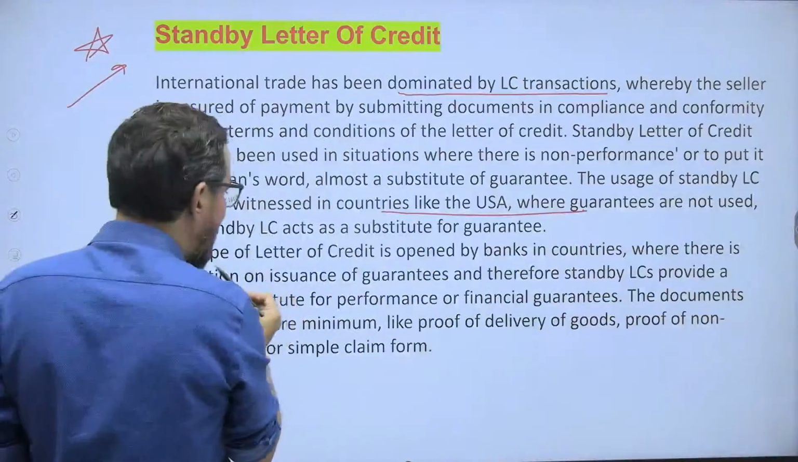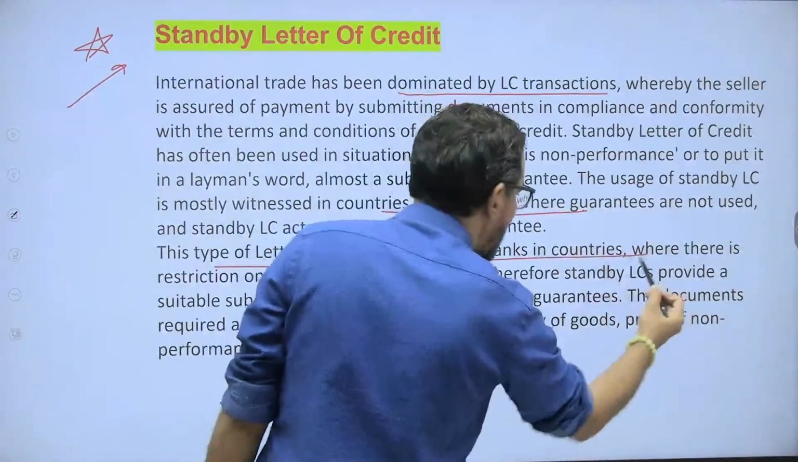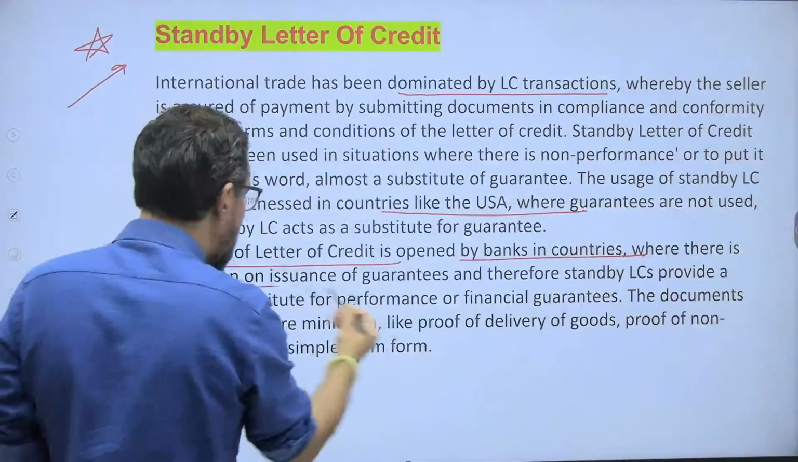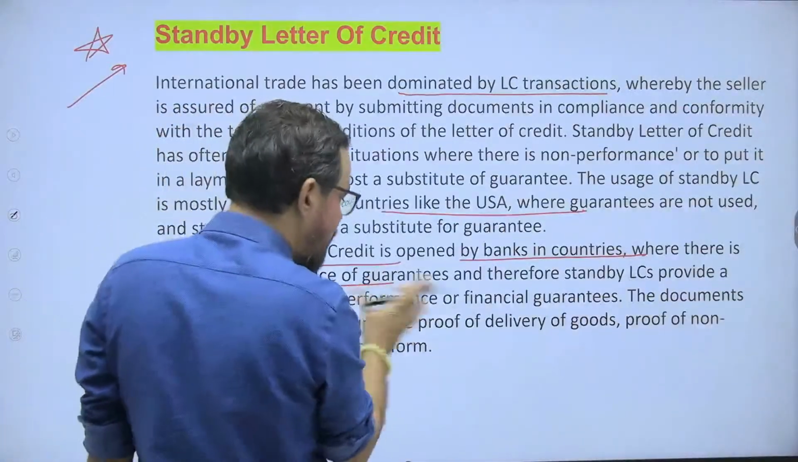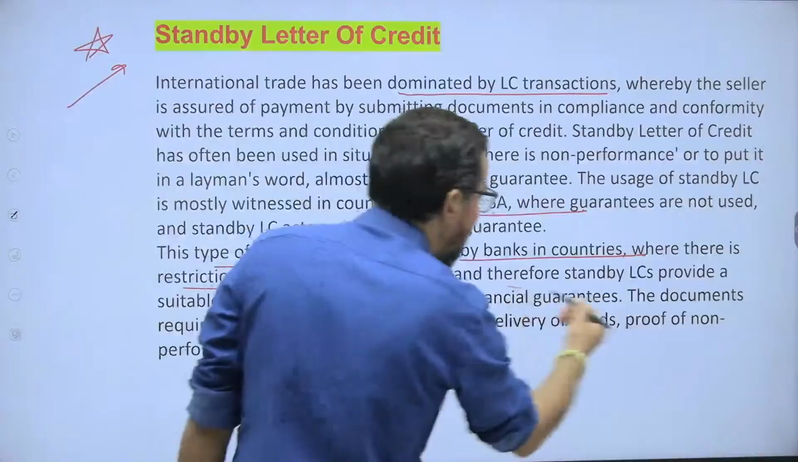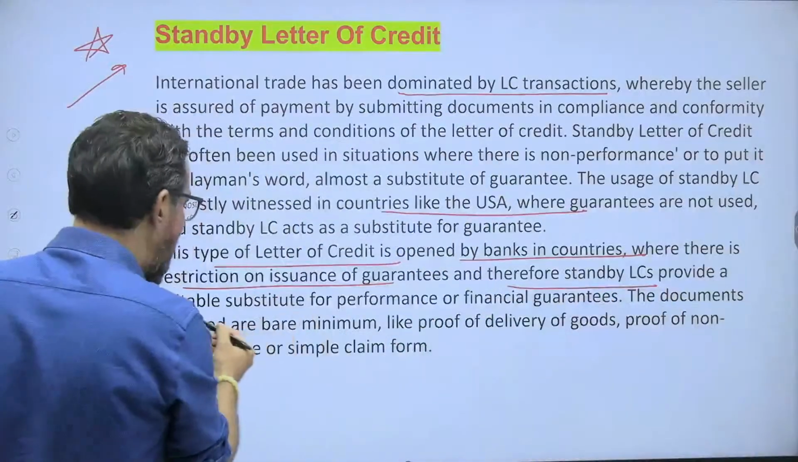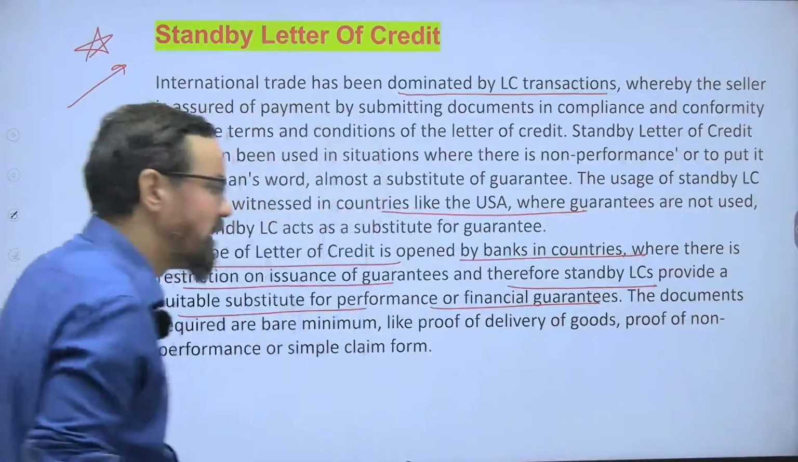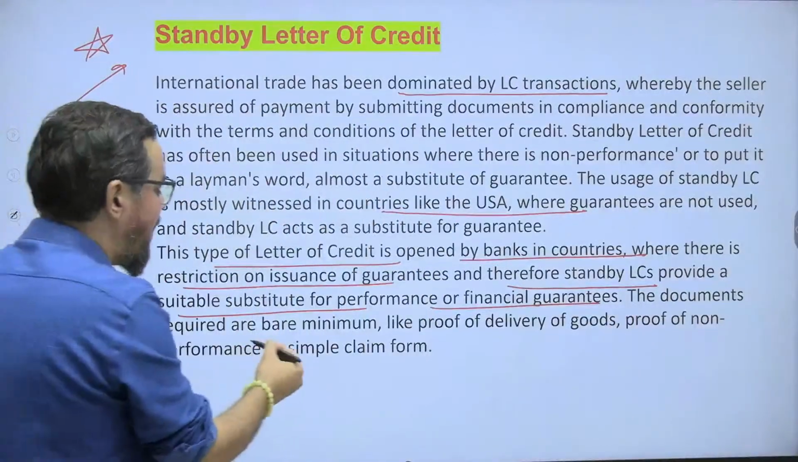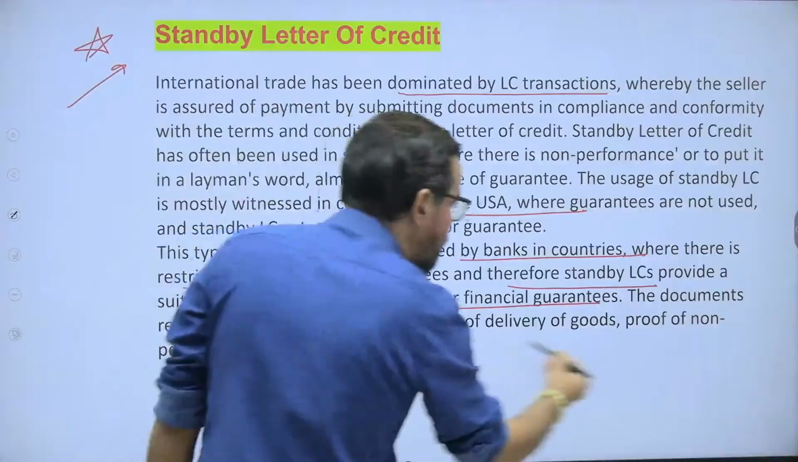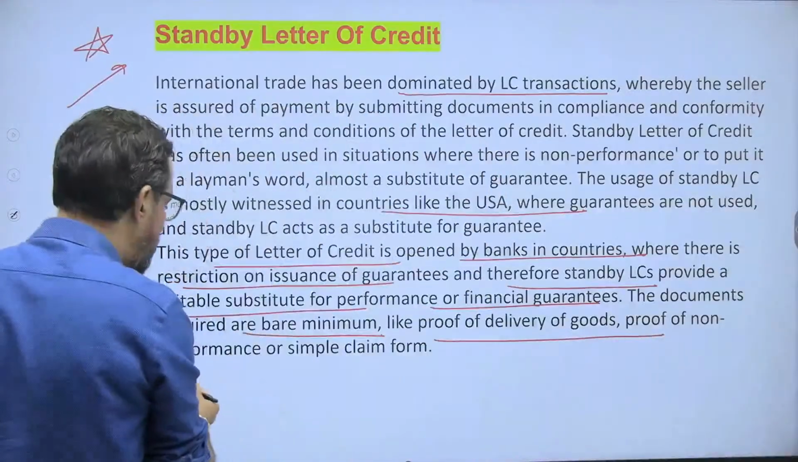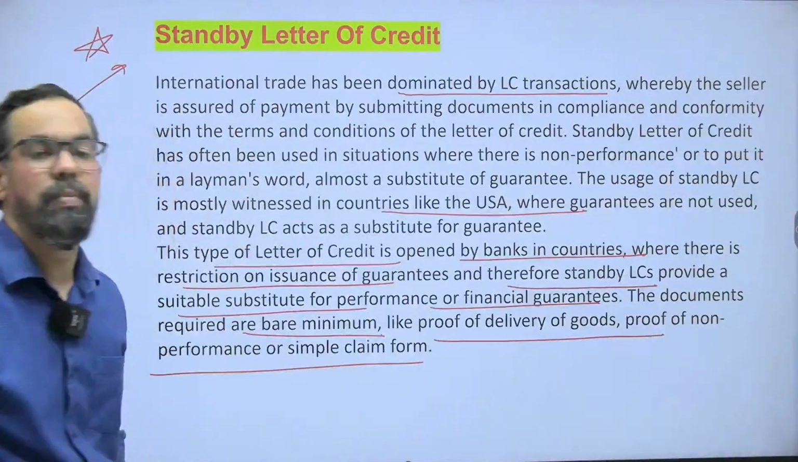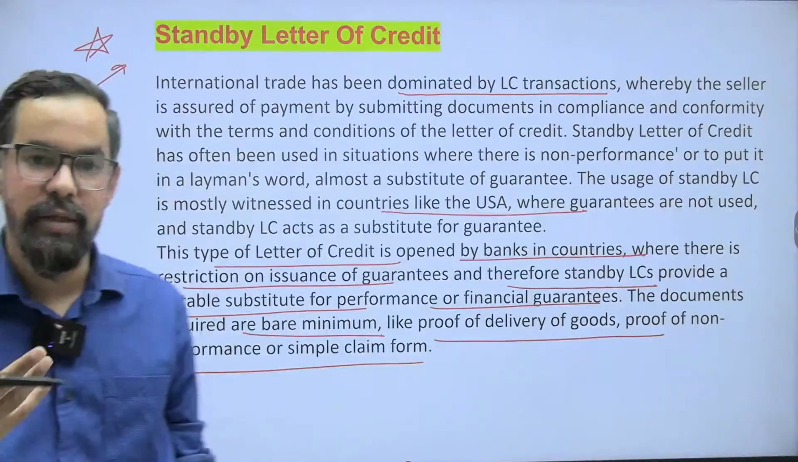This type of LC is opened by the bank in countries where there is a restriction on issuing a guarantee, financial guarantee basically. And therefore standby LC provides a suitable substitute for performance or financial guarantees. The documents required are bare minimum, like proof of delivery of goods or proof of non-performance or a simple claim as well. So what is a standby guarantee?